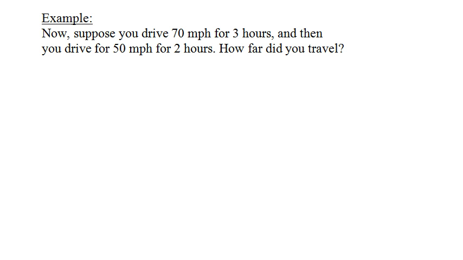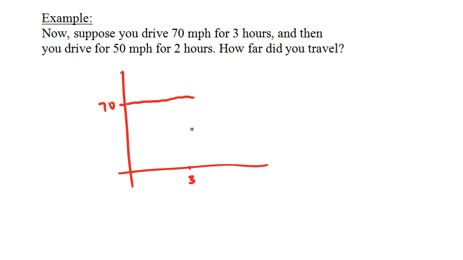Now let's suppose you drive 70 miles per hour for 3 hours and then you drive 50 miles per hour for 2 hours. How far did you travel? Let's do this using our graph again. We're going to have 70 miles per hour for the first 3 hours. And then for the next 2 hours, from time 3 to time 5, again this is t, this is the velocity here, you'll drive 50 miles per hour, so this would be 50 right here.